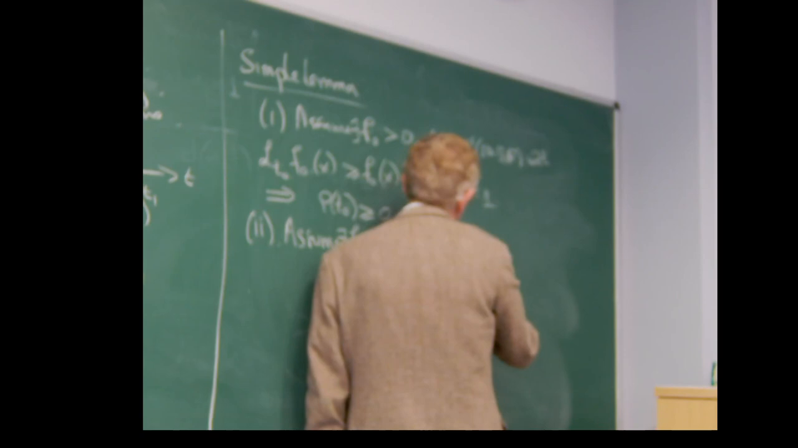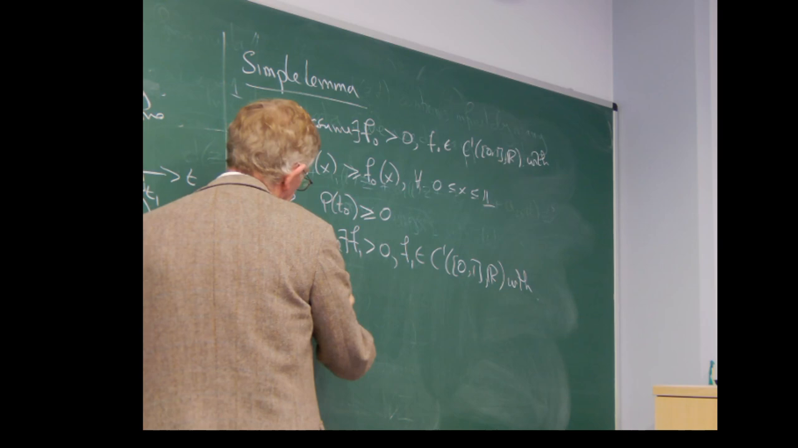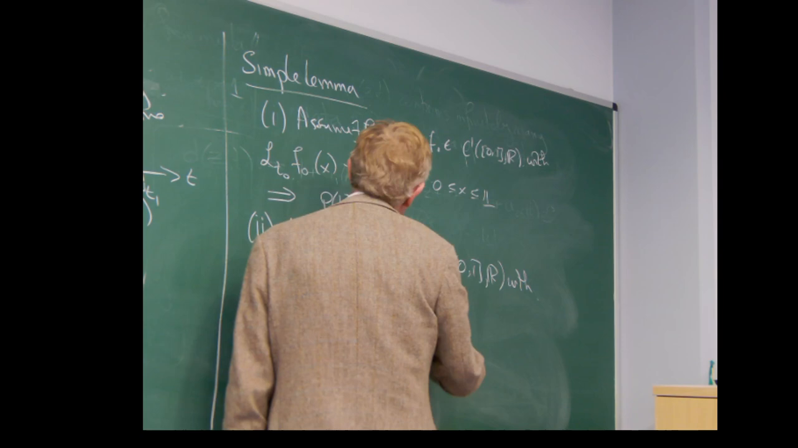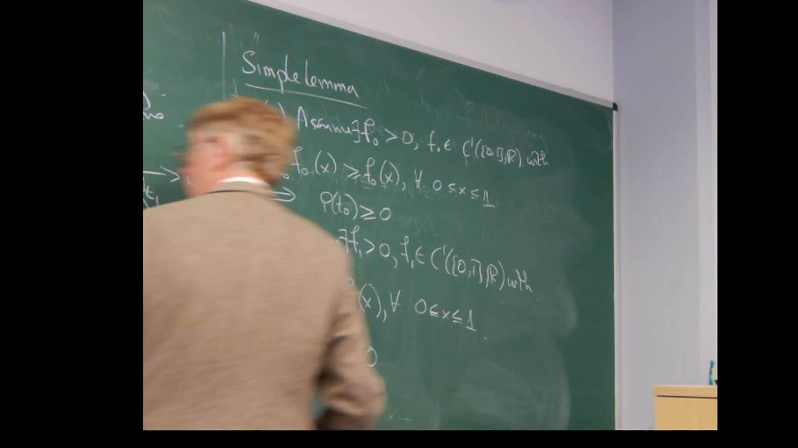And let's assume that it has the following property: that when I apply the operator with that value to the function F1 of x, it goes down. This is going to be true for all points in my interval. Then this is going to imply that the pressure of T1 is going to be less than or equal to 0, which would then tell me that the dimension was in this particular interval.